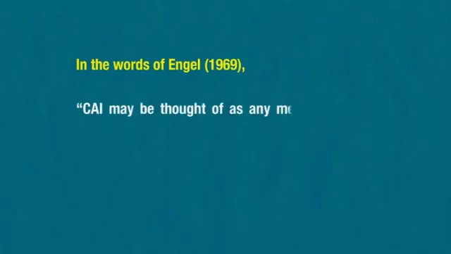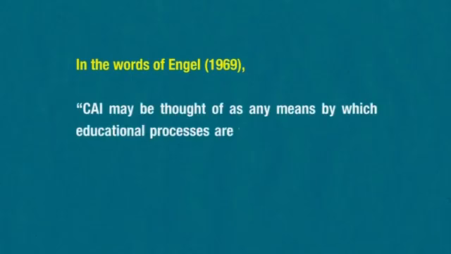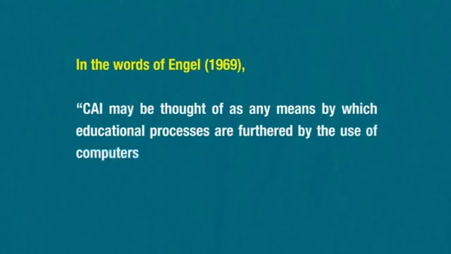Computer is programmed with the lessons which provide instruction to the students. It uses question-answer techniques and provides feedback to the students on the basis of their performance. In the words of Engel, CAI may be thought of as any means by which educational processes are furthered by the use of computers. Here, computers work as teachers. Through it, interaction between student and computer is possible. It helps in generating students' interest better than other conventional techniques such as lecture.